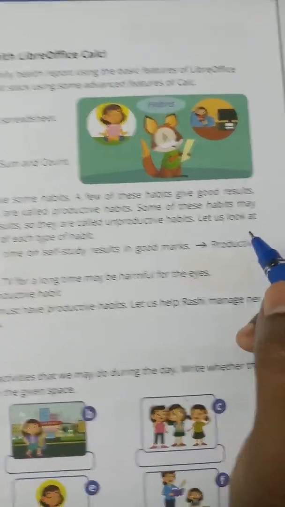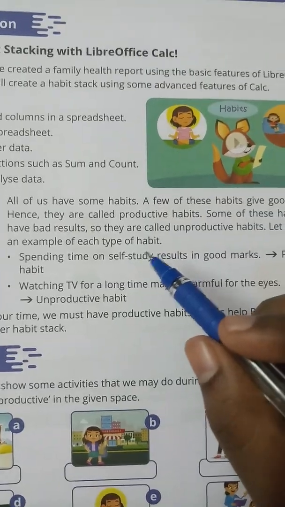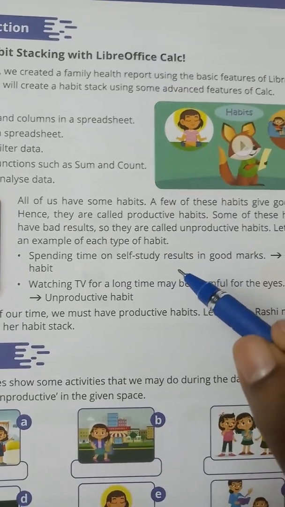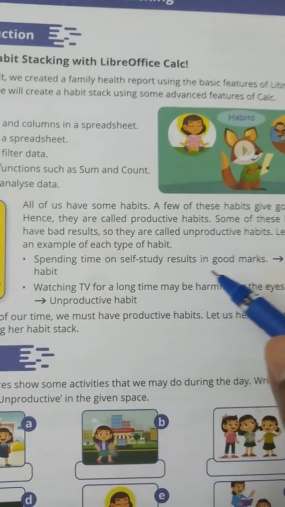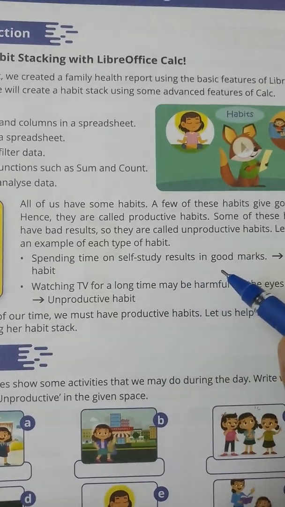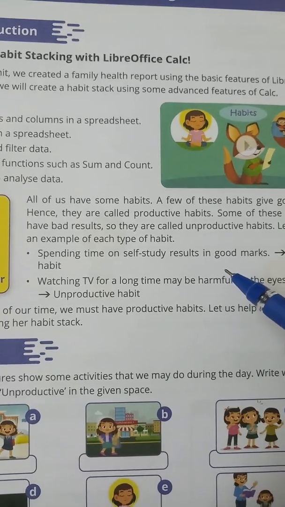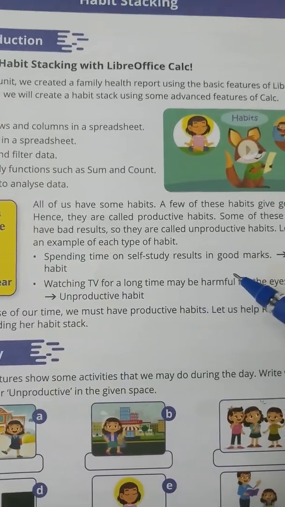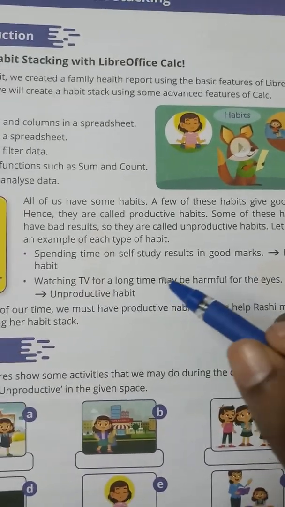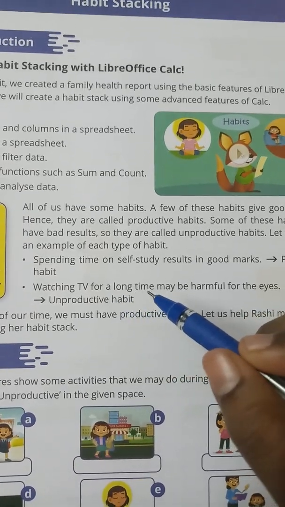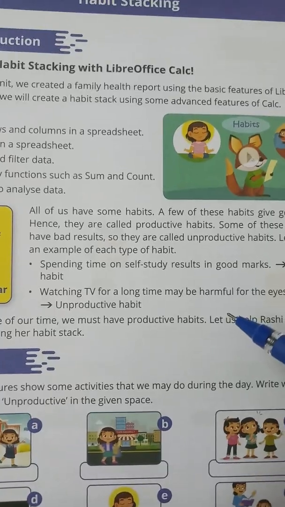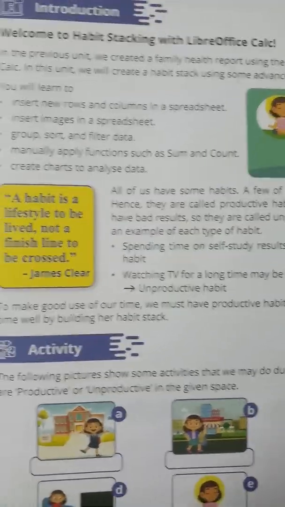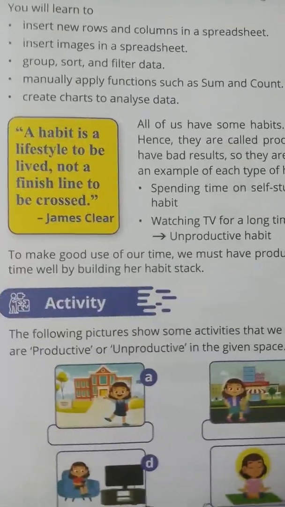Let us look at an example of each type of habit. The first example is spending time on self-study results in good marks. Is this productive or unproductive? Productive. Yes, it's a productive habit. Watching TV for a long time may be harmful for the eyes. It is unproductive.